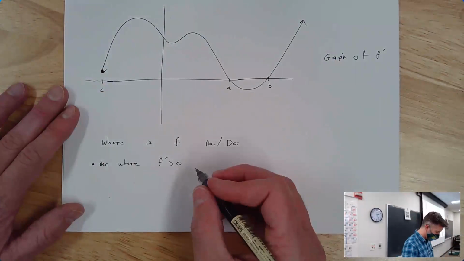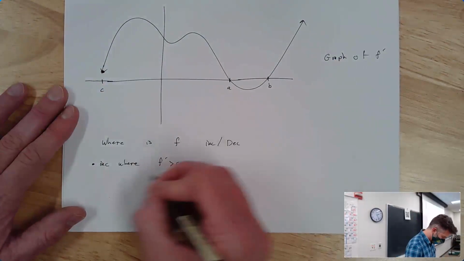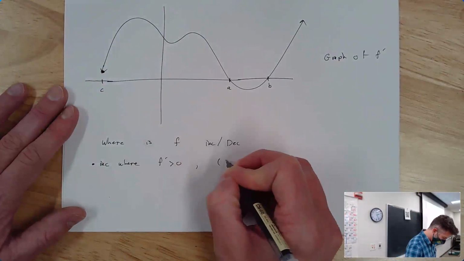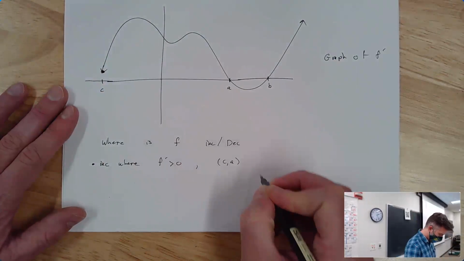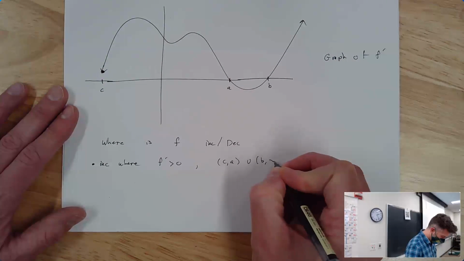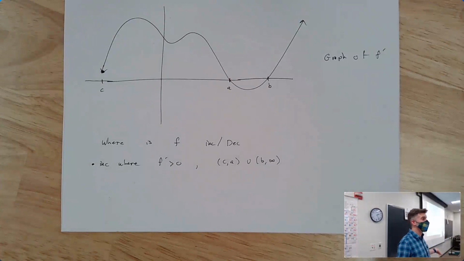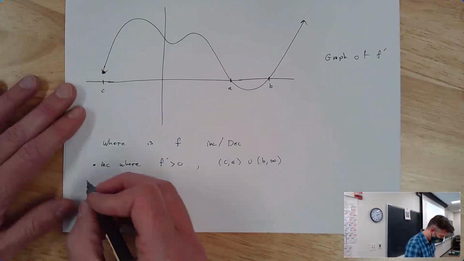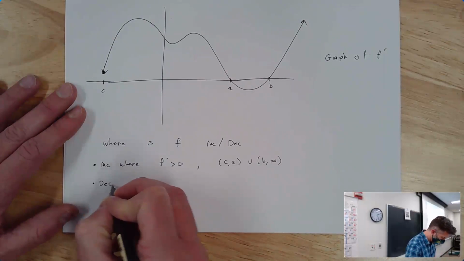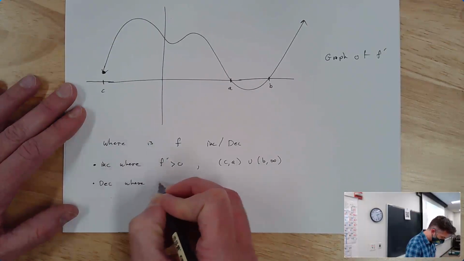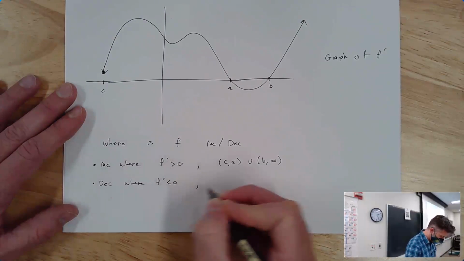So it's going to be increasing from C to A and from B onward, wherever the first derivative is positive. And it's going to be decreasing where the first derivative is negative. So between A and B.